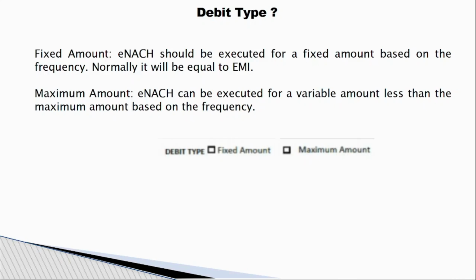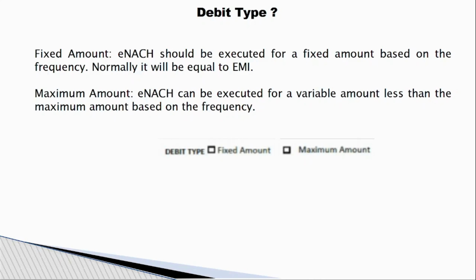If it is a fixed amount, for example, your EMI is 15,700. If you have given an e-mandate or eNACH for 15,700 with monthly frequency, every month 15,700 will be deducted from your account and they can't execute eNACH for more than 15,700 in a month.